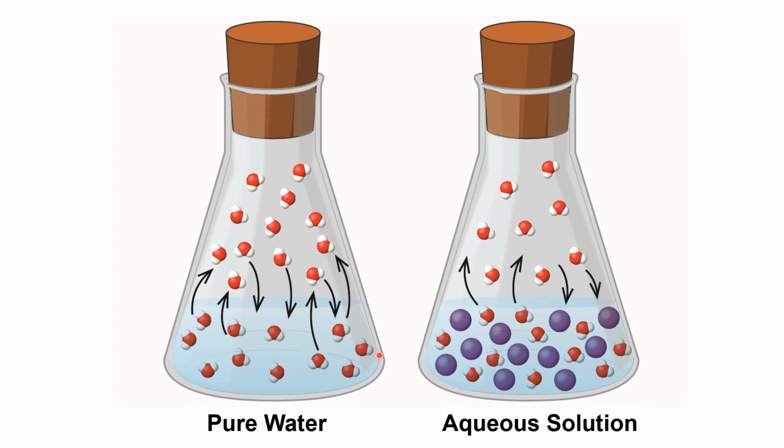But now we've got these big purple ions sitting in there causing problems. And so still we've got some water molecules getting out and some trying to get back in, but your overall number of molecules getting out is decreased. So you have this interaction problem here at the surface, and it causes a lower pressure.